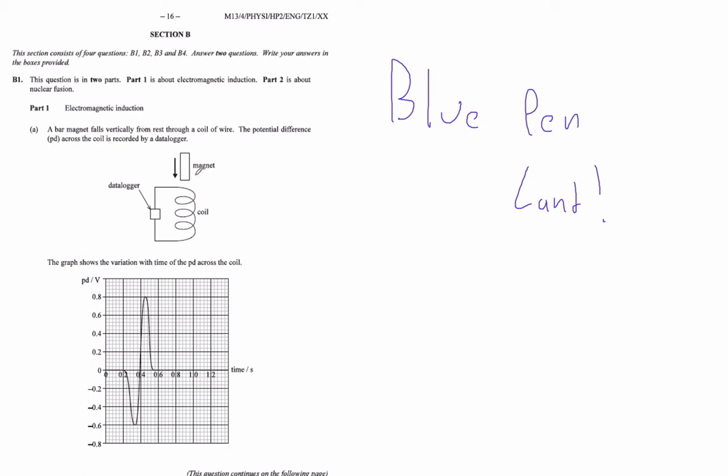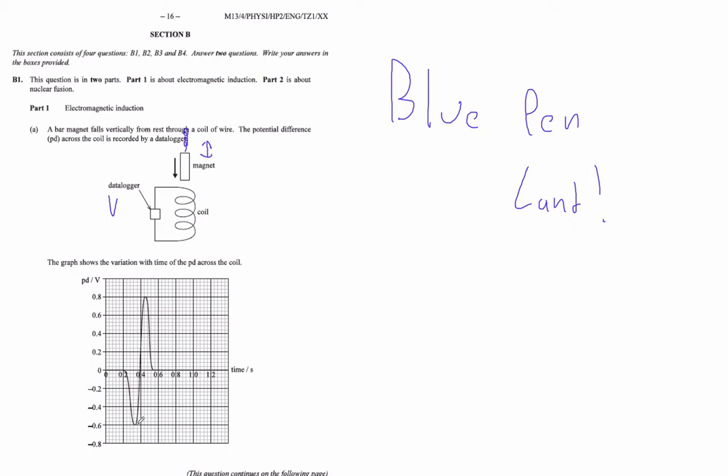Evidently, dropping magnets through coils or suspending them with a spring so that they bounce up and down is something that happens a lot in IB land. At least there's a lot of questions about that. So let's take a look at this. This is a data logger. This is going to read the voltage across it. We drop the magnet in there.